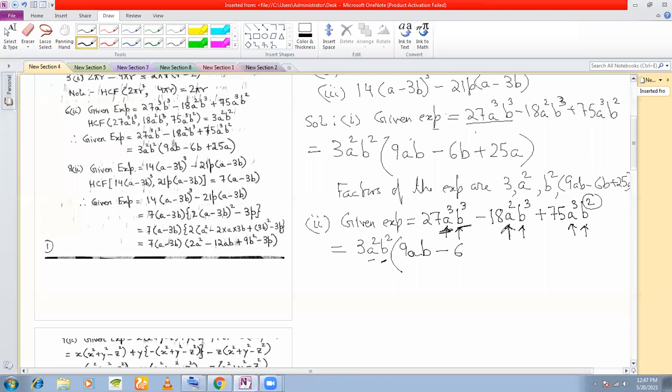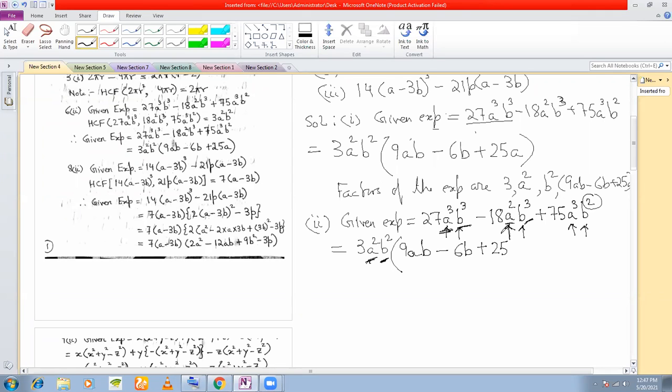And now I have a square here. I've taken out a square and I have a square here. So I can only have a 1 here, which I don't write. And I have taken out b square here, but I have b cube here. So I'll write b. Okay. And here I give a plus sign. 75 divided by 3 is 25.